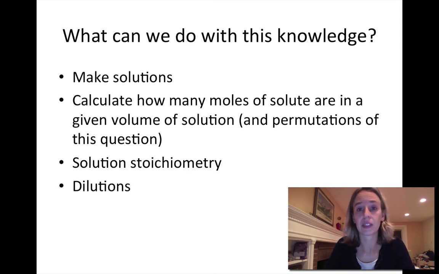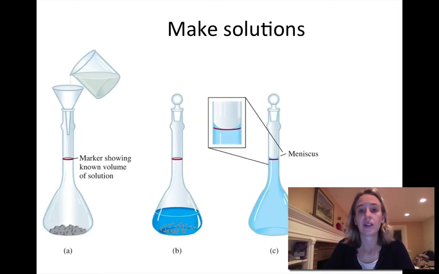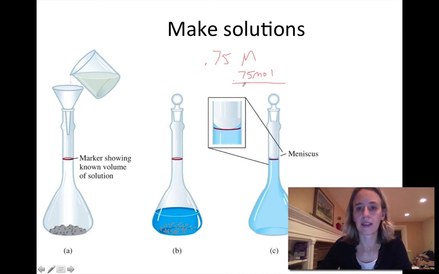I can also do dilutions, which I won't talk about here, but we'll talk about in class. So, making solutions. If I want to make a specific molarity, what I do is measure out the correct number of moles. Let's say that this is a 0.75 molar solution. That means 0.75 moles for every 1 liter.